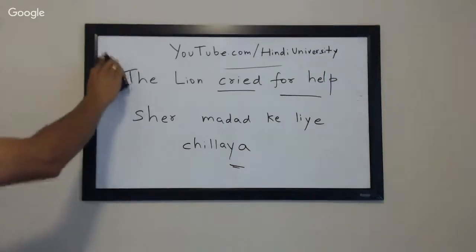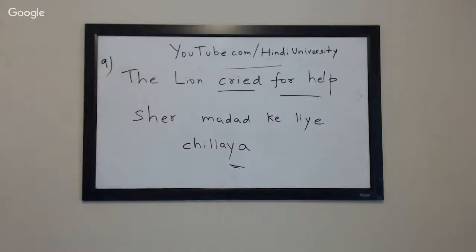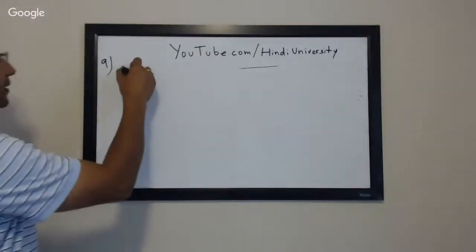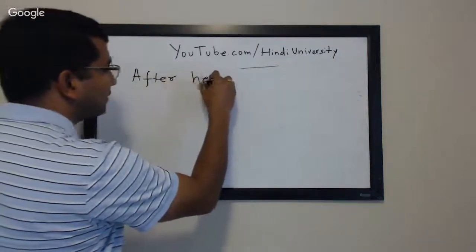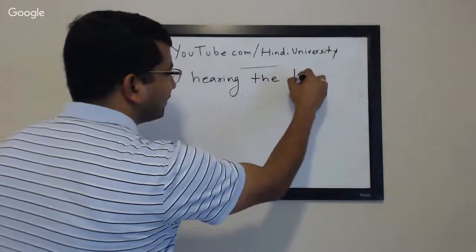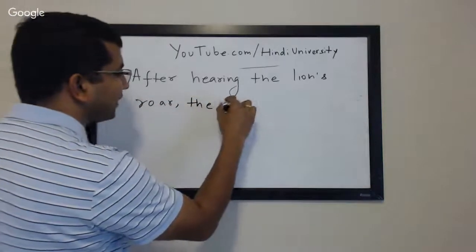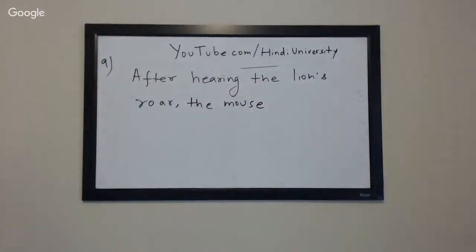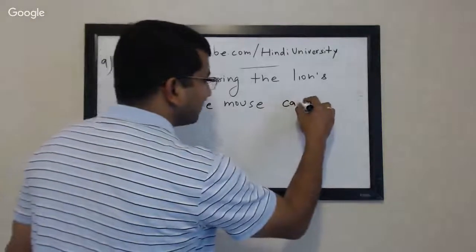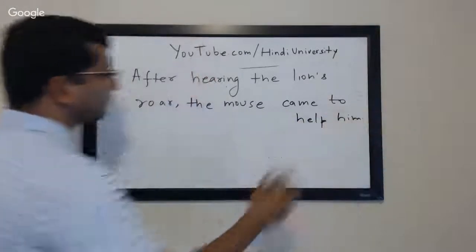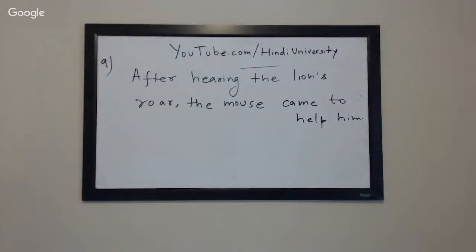Now the next one I have is: after hearing the lion's roar, the mouse came. After hearing the lion's roar, the mouse came to help him. The mouse came to rescue him or help him. Right? So the mouse came. Alicia, you want to give it a try? I'm going to unmute you. Give me just one minute. Yeah, try it again.